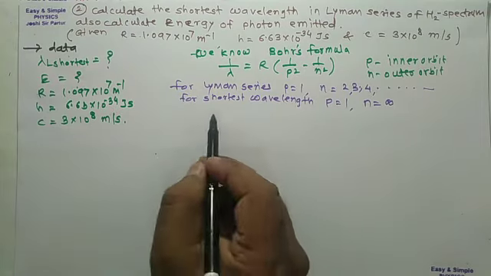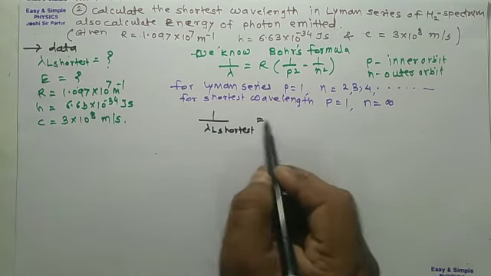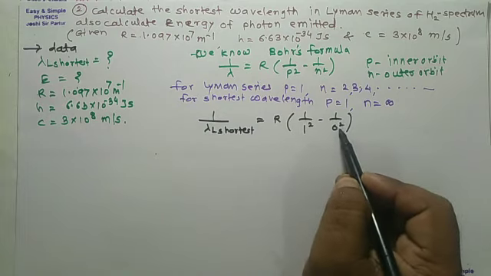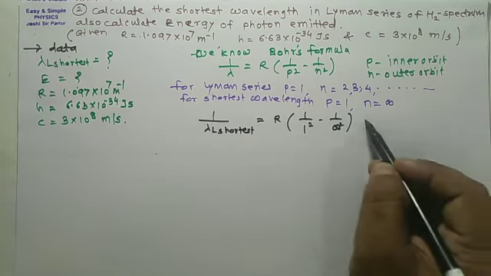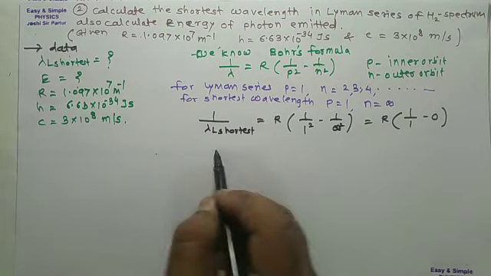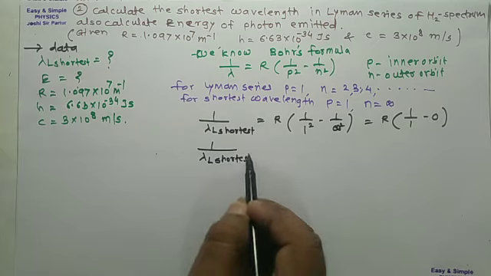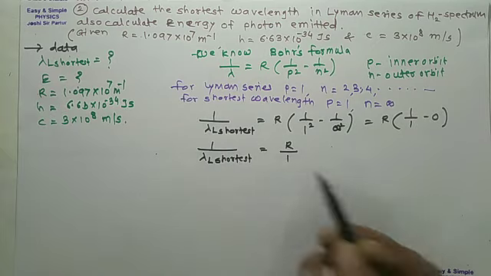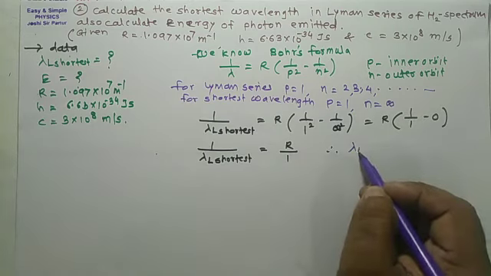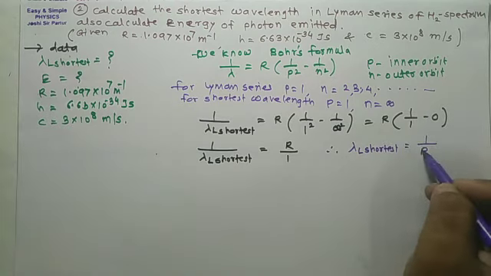1 upon lambda L shortest is equal to R in bracket 1 upon 1 square minus 1 upon 0 square, or infinity square, which is R in bracket 1 upon 1 minus 0. So here 1 upon lambda Lyman shortest is equal to R upon 1. Therefore, we can write lambda Lyman shortest is equal to 1 upon R.